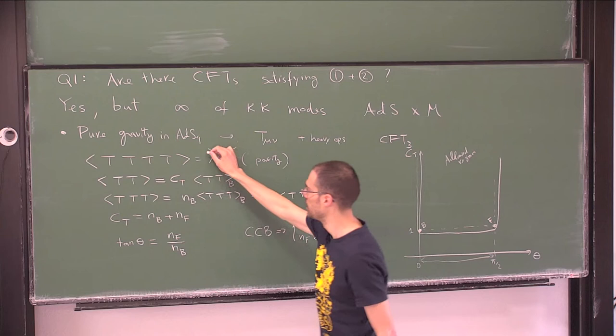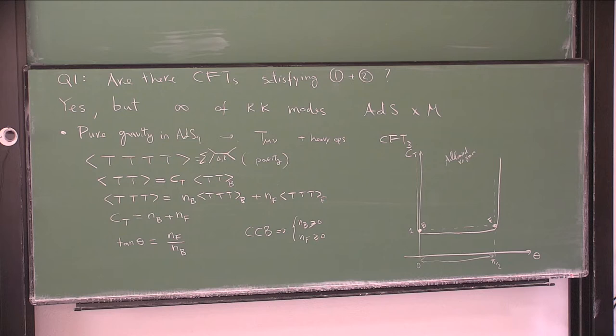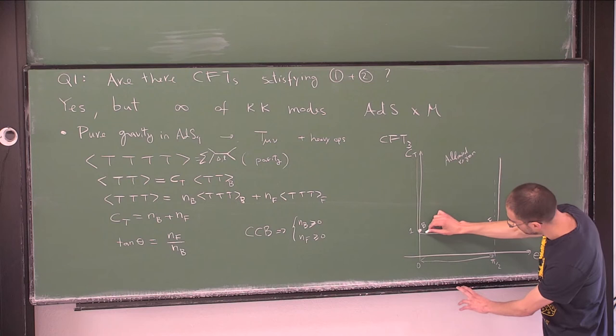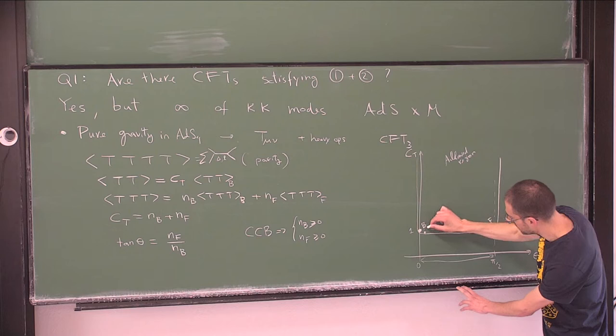Sorry, would you expect CT to also be bigger or equal than 1? Just because it seems to be hard to get fewer degrees of freedom than one free boson. So actually, basically this work shows that 3D Ising lives somewhere here, slightly below. 3D Ising is the minimal CT.